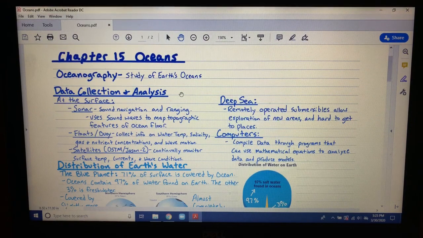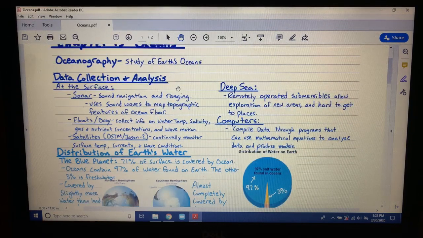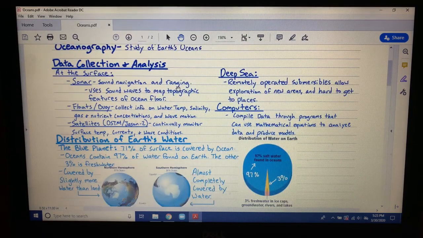So this chapter 15, we finished on climate. That was chapter 14. Now we're moving to oceans. Oceanography itself is going to be the study of Earth's oceans. That's what we're going to be doing. Ways that we do that is through data collection and analysis. A lot of basically what science is, is taking information that we have learned or collected or seen and then trying to understand what it is we're looking at.